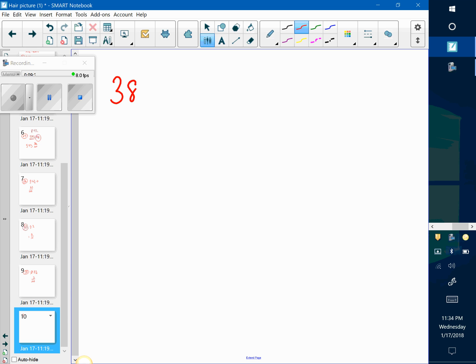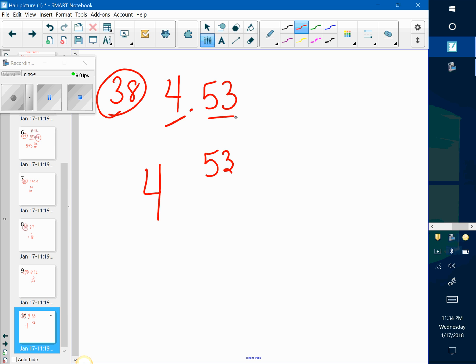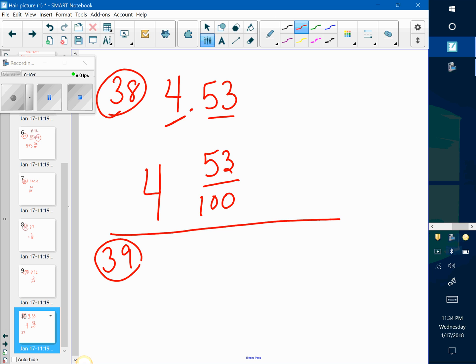Okay, number 38, you have 4.53. To express this decimal as a fraction, your whole number is 4, and then you have 53, and it's in the hundredths spot, so it would be over 100. Number 39, you have 6.08. To express that as a fraction, the whole number is 6, and then you have 8, and it's in the hundredths spot, so over 100.